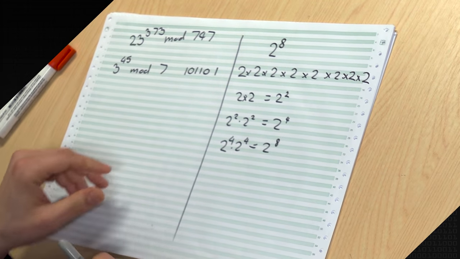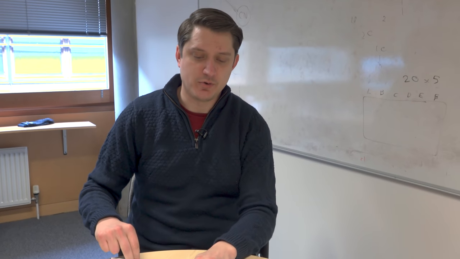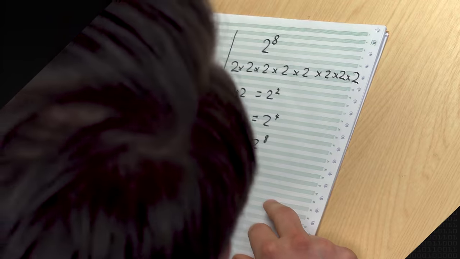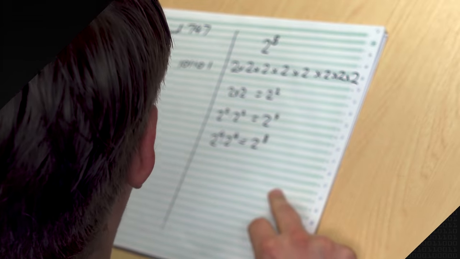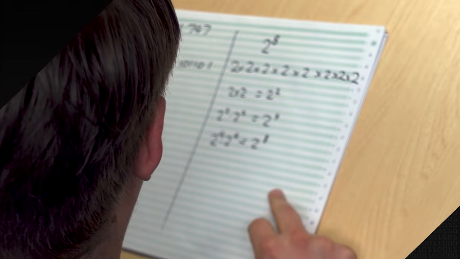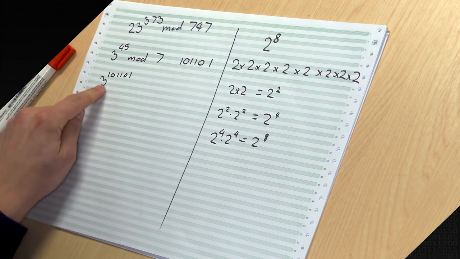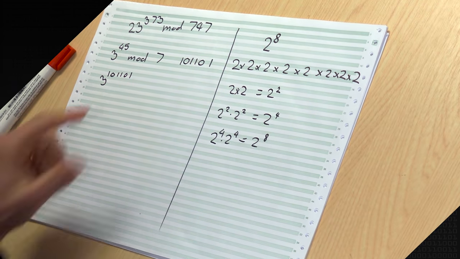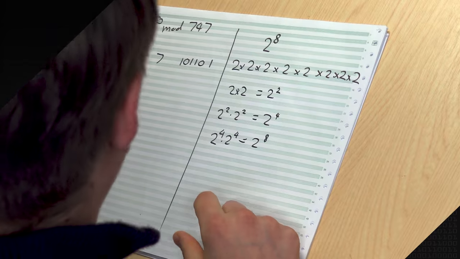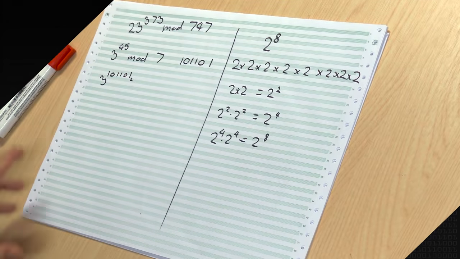Now, a couple of things to think about is, suppose we treat this exponent as binary. So what we actually want to do is calculate 3 to the 101101, right? Whereas this is a decimal number and this is a binary number, so that's slightly confusing. I'm going to write a little 2 in here to show us it's base 2. But a couple of things to think about.